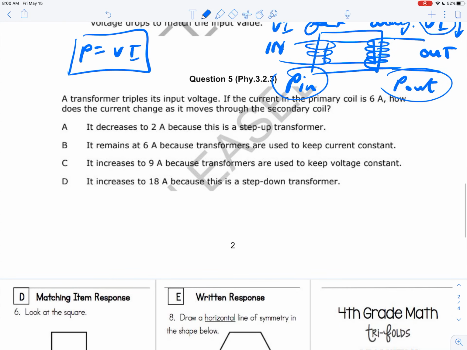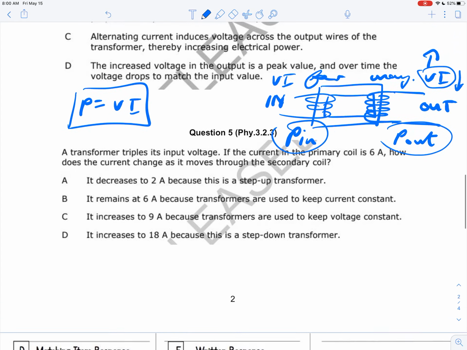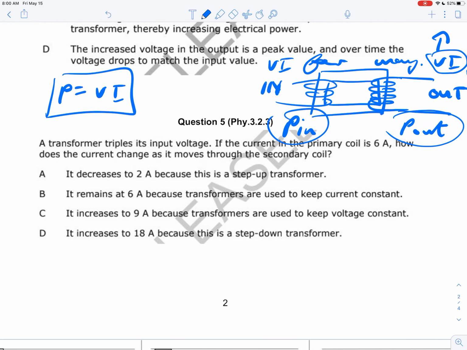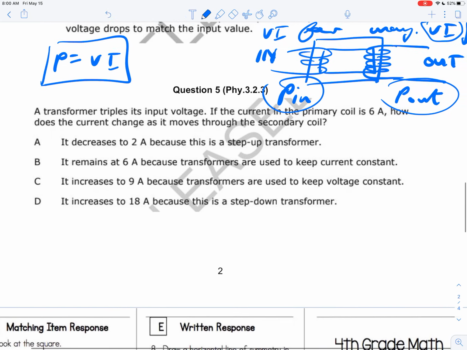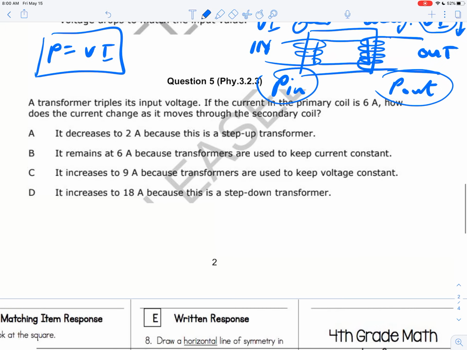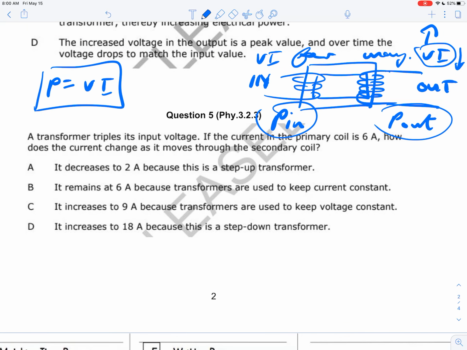The last one, number 5. A transformer triples its input voltage. If the current in the primary coil is 6 amps, how does the current change as it moves through the secondary coil? So, like the equation I've spoken about above, the power in equals the power out.